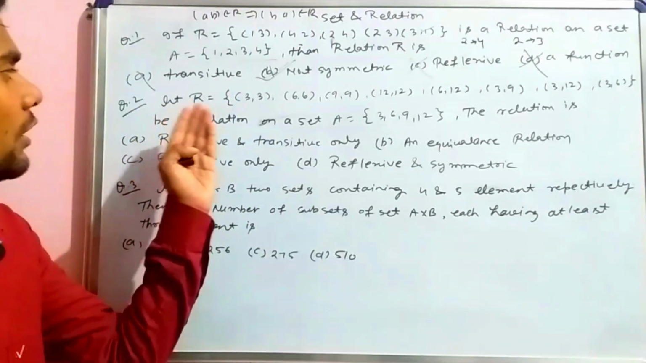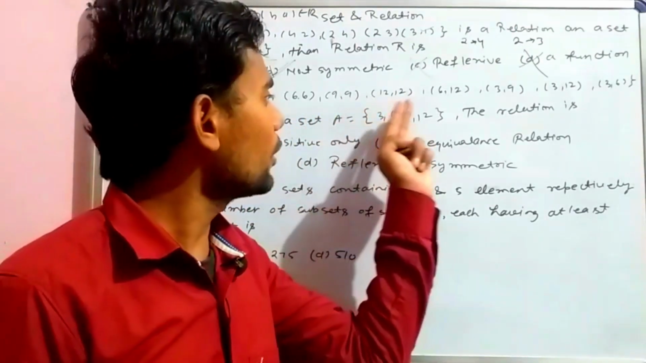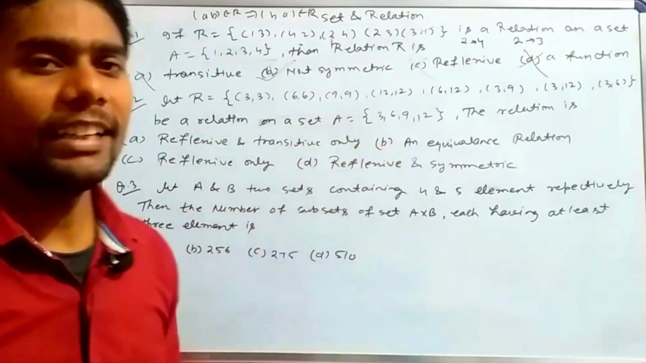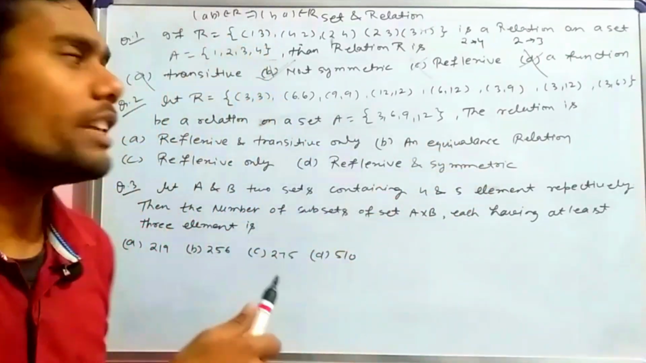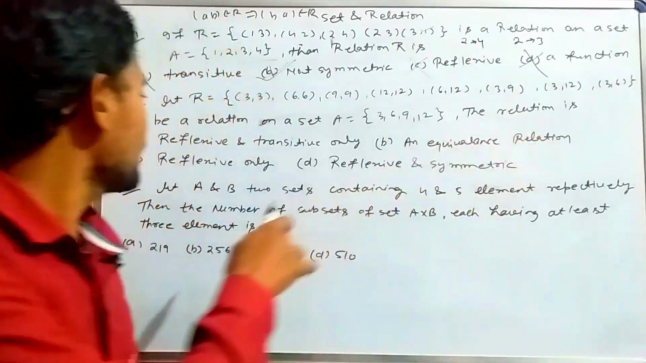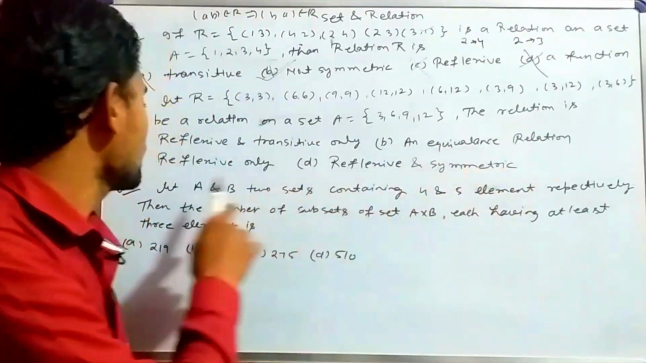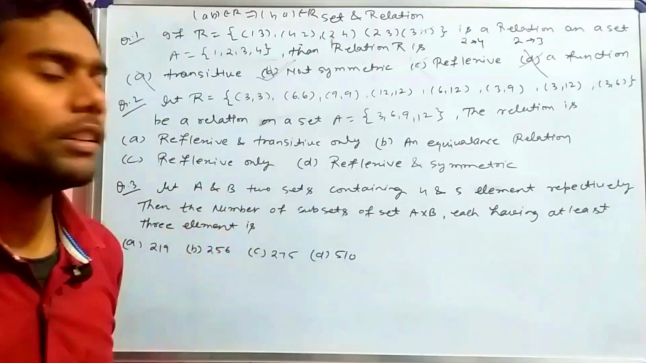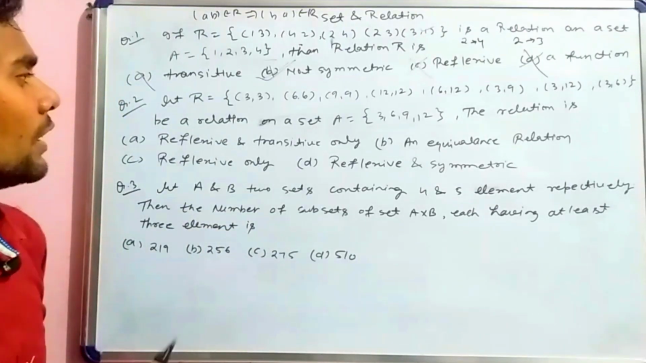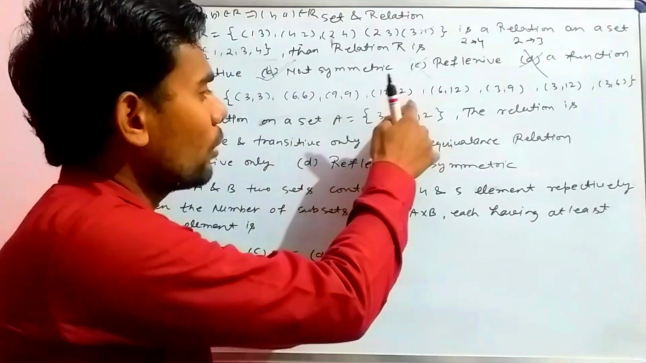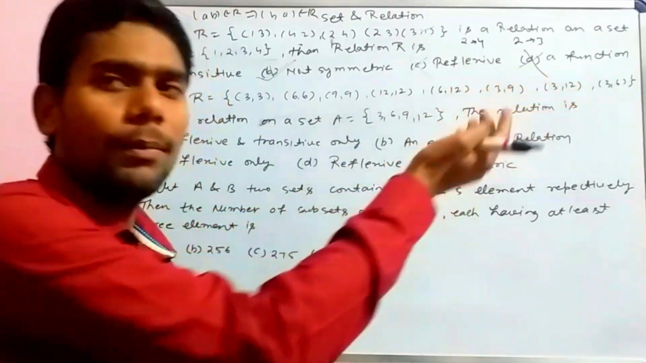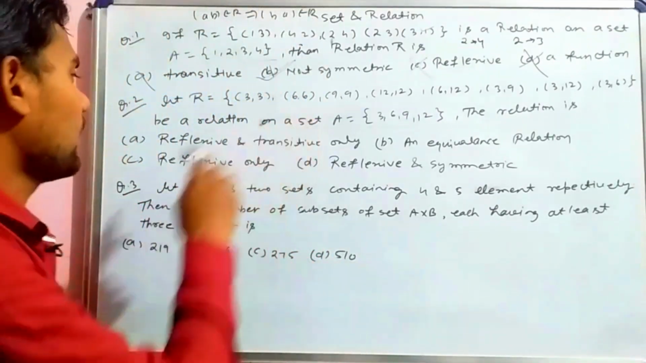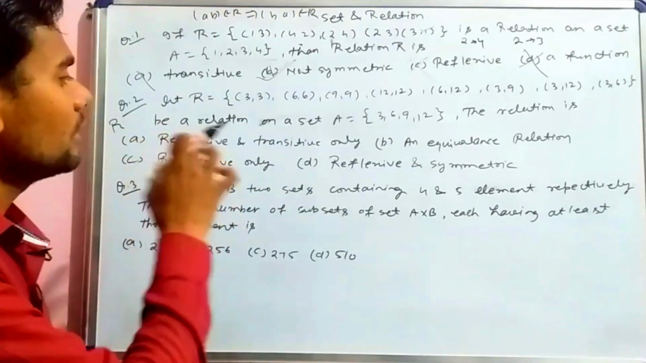Next, let R = {(3,3), (6,6), (9,9), (12,12), (6,12), (3,9), (3,12), (3,6)} be a relation on the set A, which has only 4 elements: 3, 6, 9, 12. Is the relation reflexive and transitive only, an equivalence relation, reflexive only, or reflexive and symmetric? First we check reflexive and transitive. By the property of reflexive, (3,3), (6,6), (9,9) and (12,12) belong to the set; whether the other ordered pairs belong does not matter. So it is reflexive. Next, transitive.